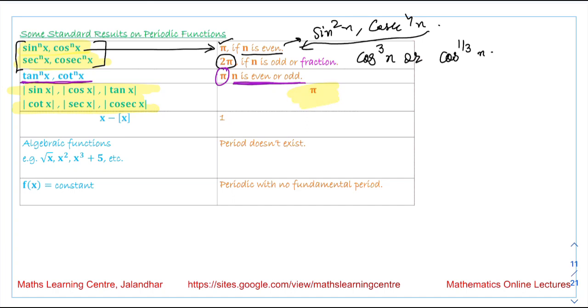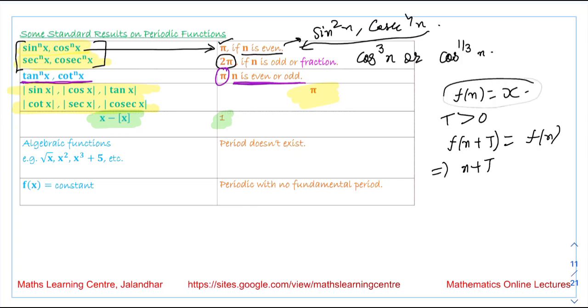The period of the function x minus greatest integer of x, we have already seen, is equal to 1. Then we are talking about algebraic functions. Suppose we are considering the function f(x) = x. We want to find the value of t greater than 0, a real number, such that f(x + t) should be equal to f(x). Now if we solve this, we get x + t = x. This implies t is equal to 0.